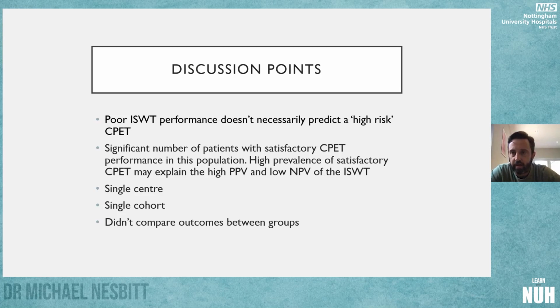As I mentioned, the negative predictive value of the thresholds is not very good. So poor shuttle walk test performance doesn't necessarily mean they're going to get a high risk CPET. There's probably a number of reasons for that, but I would suspect musculoskeletal reasons. So patients who are simply not able to complete the shuttle walk for whatever reasons, because they can't walk or have difficulty with that, but are much more comfortable sitting on a bike and demonstrate reasonable cardiovascular reserve. And overall, there are a significant number of patients with satisfactory CPET performance in this population. And the high prevalence of satisfactory CPET might explain the high positive predictive values of the test.